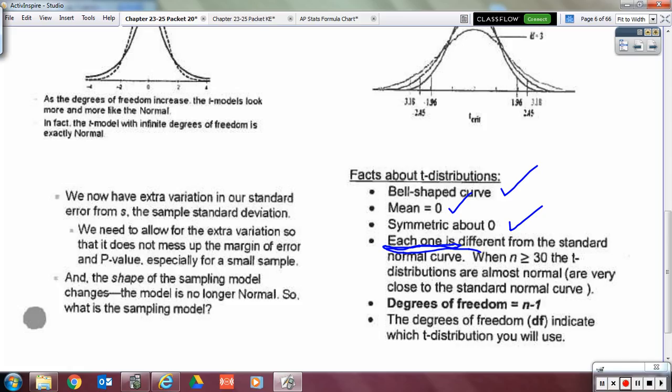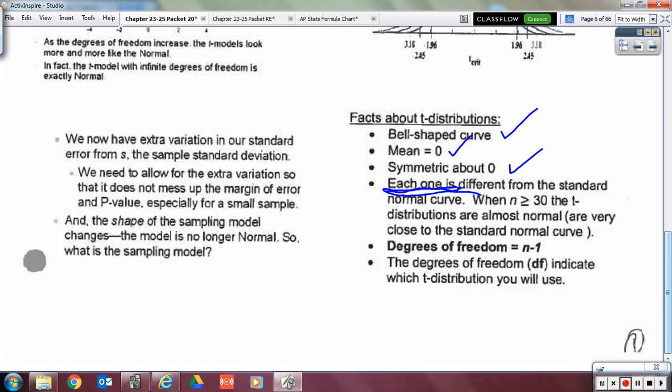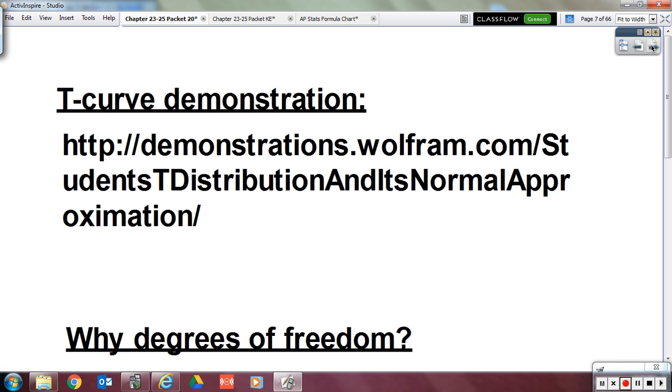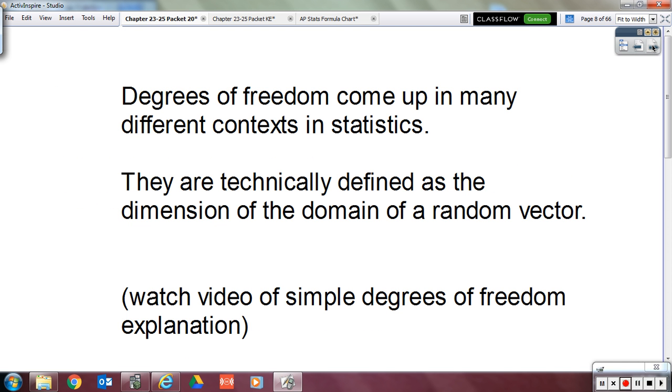Now, one last concept before we go on and start doing some actual computing. There's this thing called degrees of freedom that tells us what t-curve to use. And I was wondering, well, what the heck is this degrees of freedom, and why do they call it degrees of freedom? And so I went ahead and researched that, and I was looking that up. And so what I found out was this.